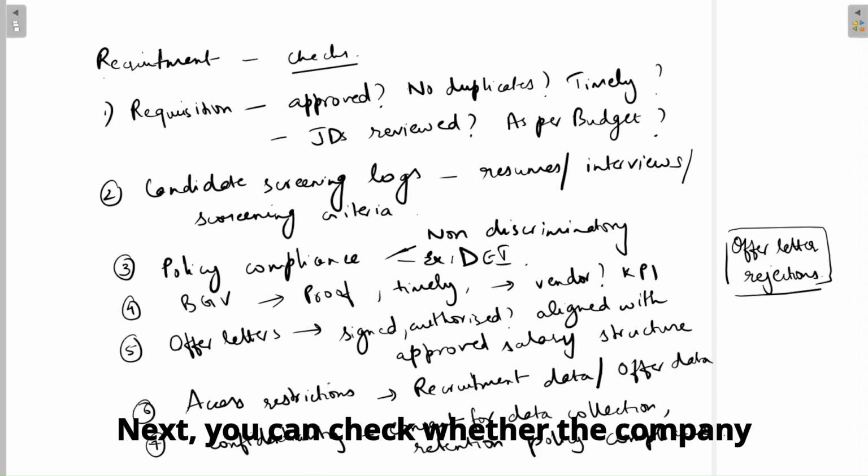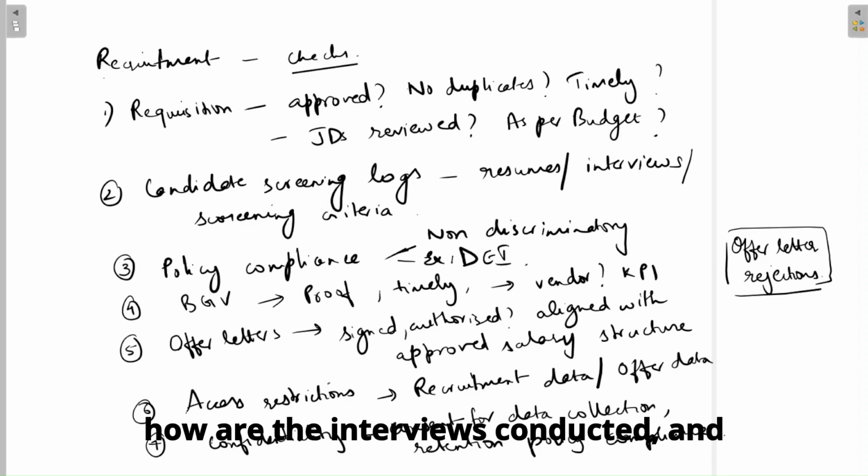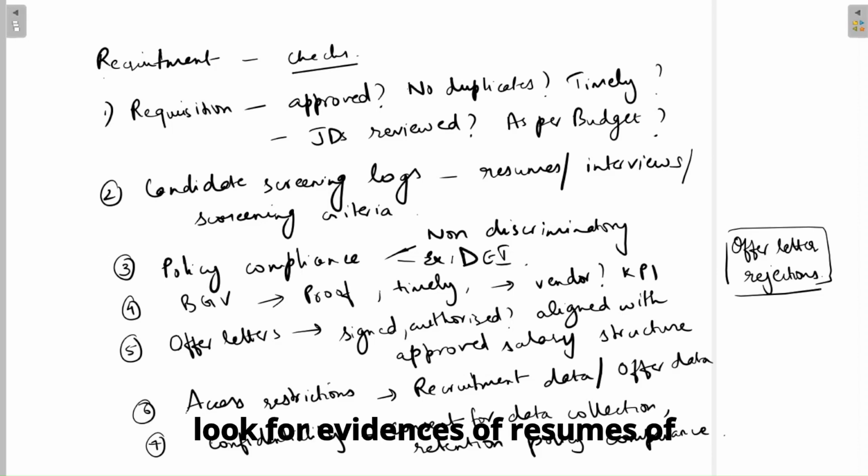Next, you can check whether the company follows fair hiring practices. So you can ask what is the screening criteria, how are the interviews conducted, and look for evidences of resumes of shortlisted candidates and interview evaluations of those candidates. It is quite important to have a well-defined screening criteria as well.